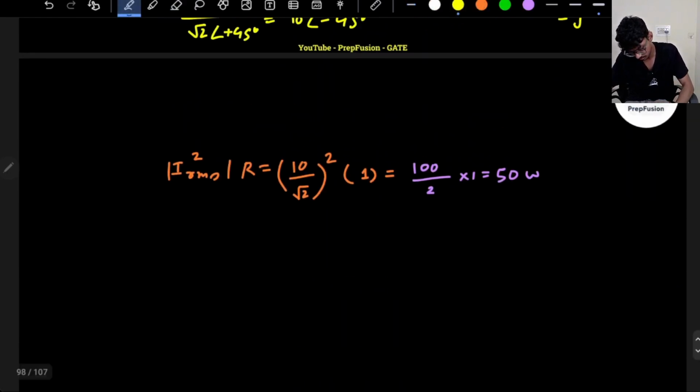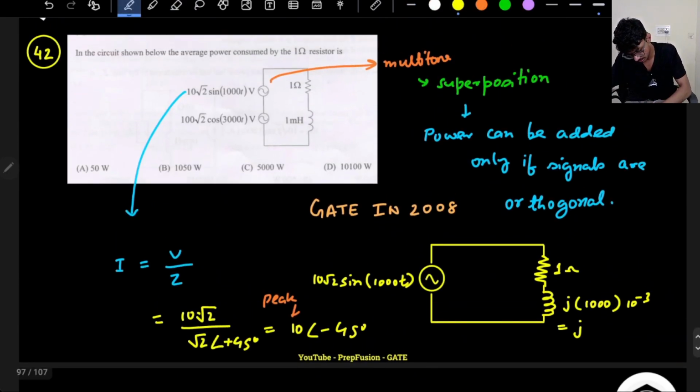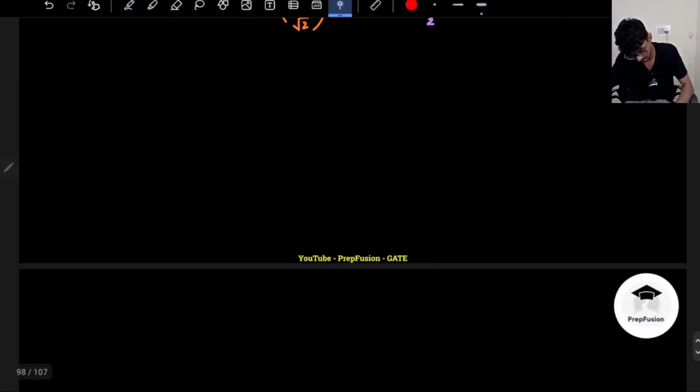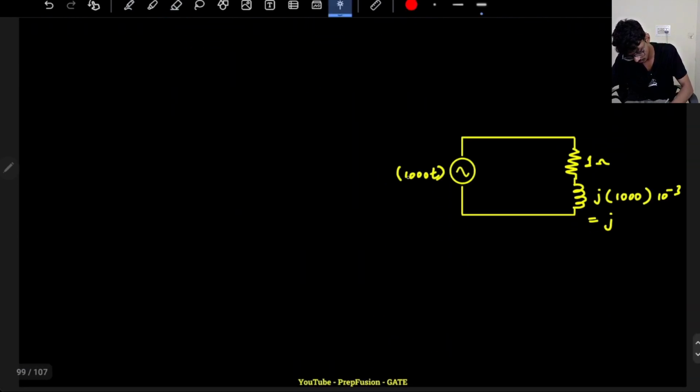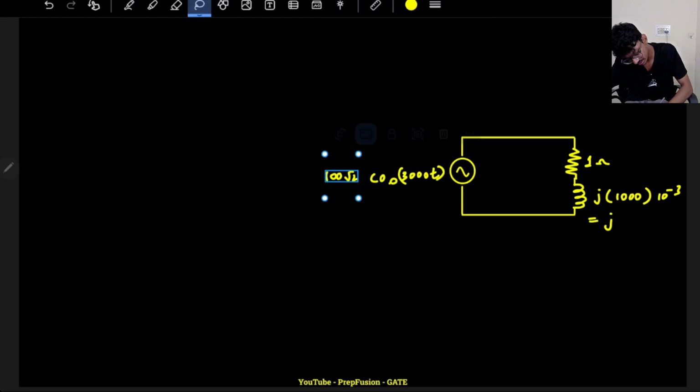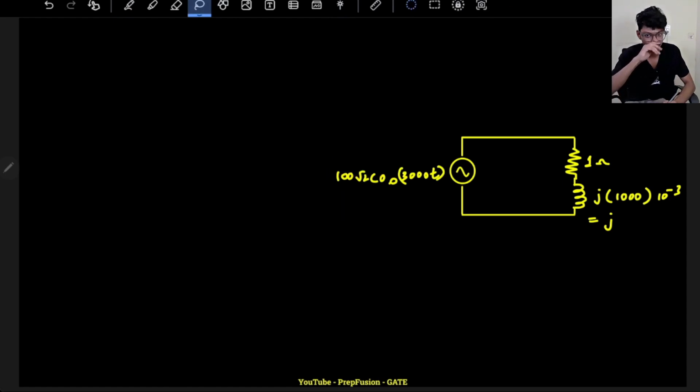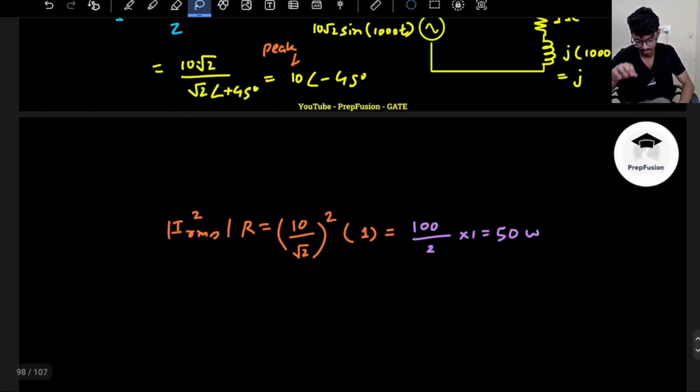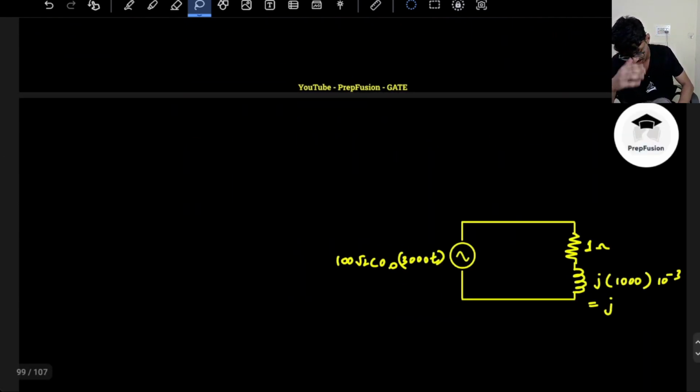Second source is this 100 root 2 cos 3000 t. So this is 100 root 2, not 300, sorry, 3000. So this time, my assumption is cos 3000 t is the reference. Previously sin 1000 t was the reference. Now cos 3000 t is the reference because the circuit has changed.